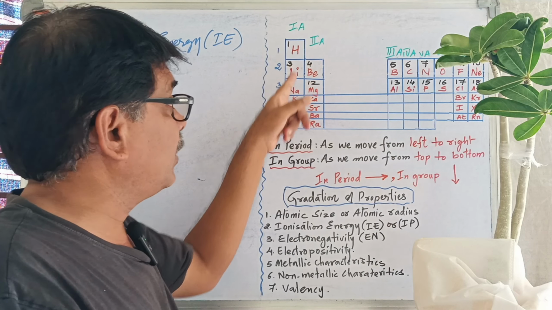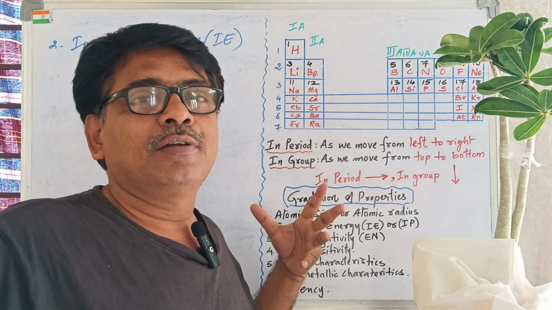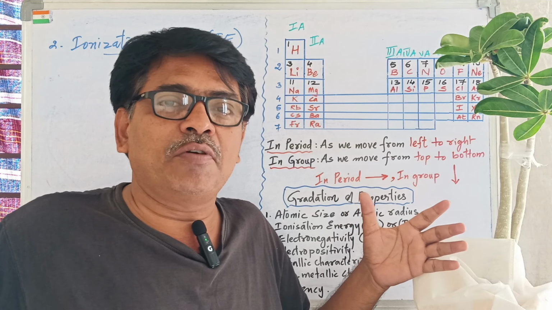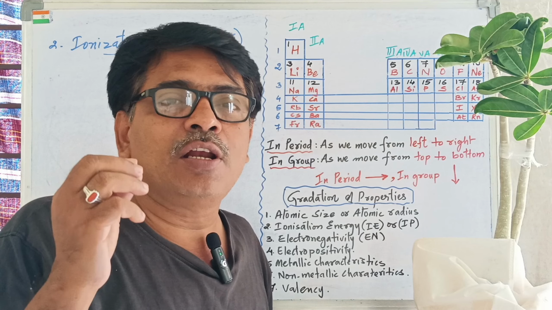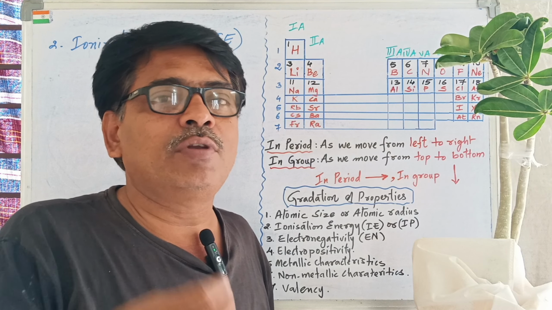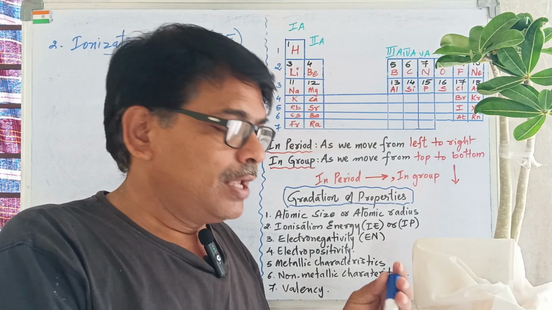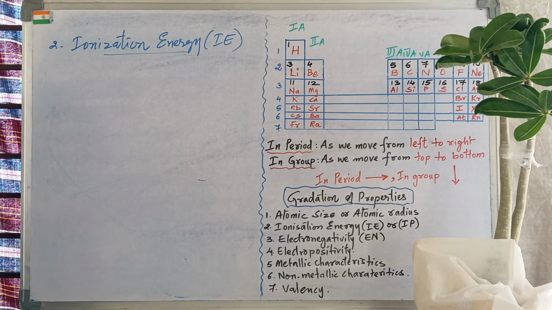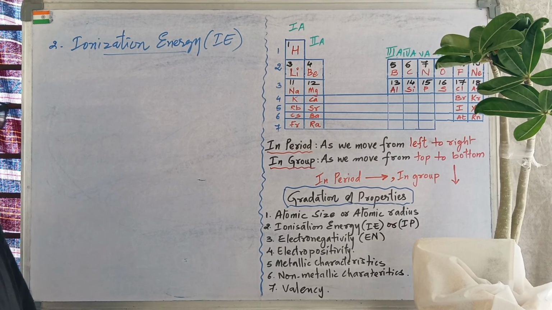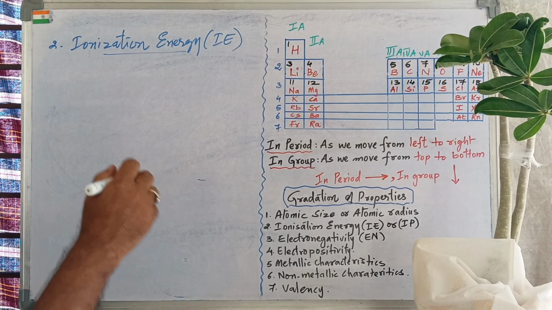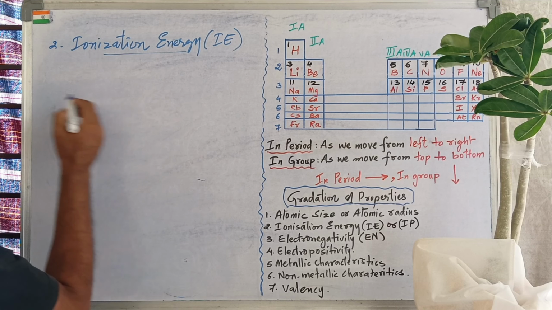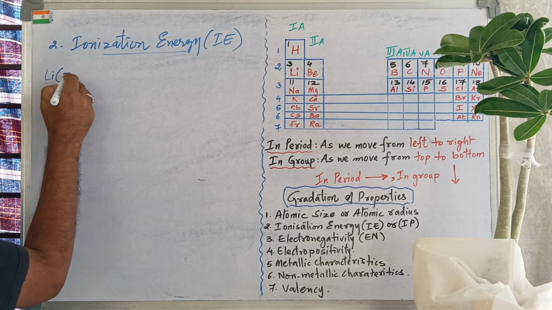Now in a group, what happened? Size is increasing. Size increased like anything. And then to remove the last electron from the valency shell, you require very little energy because the force of attraction is less. I will show you. Now let us see how ionization energy increases in the period. So the first element of the second period is what? Lithium, number 3.